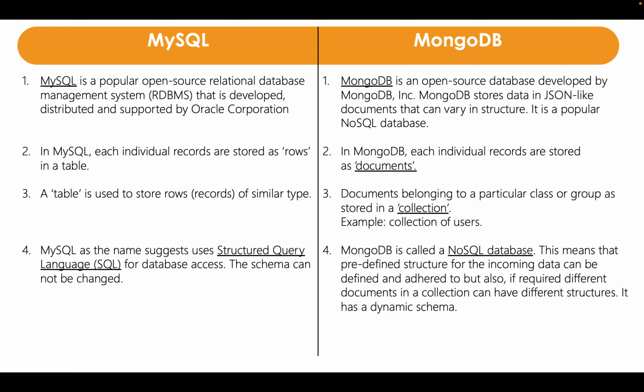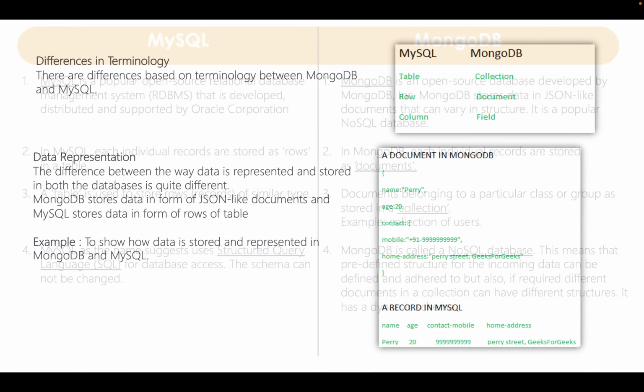And MongoDB is a NoSQL database. It has a dynamic schema. We don't have to adhere to a particular or a predefined structure, and we can change the documents and the collection and can have different structures also.